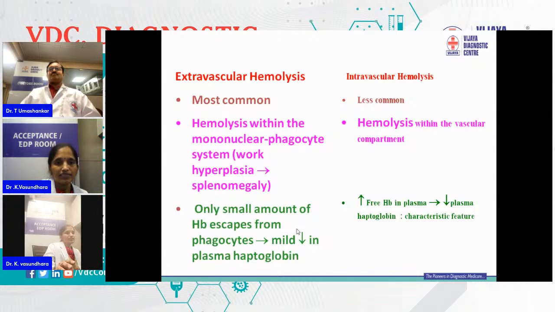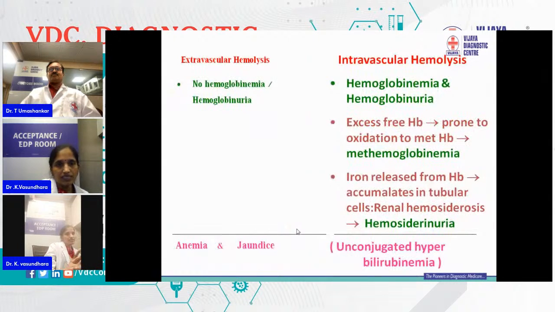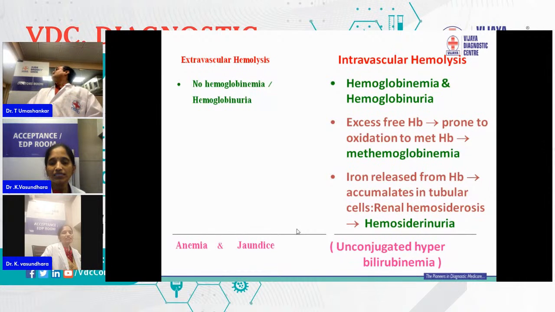The most common is extravascular hemolysis and the least common is intravascular hemolysis. As said previously, there won't be any hemoglobinemia or hemoglobinuria in extravascular hemolysis. Whereas in intravascular hemolysis, you will see a hemoglobinemia and hemosiderinuria, and a small fraction of methemoglobinemia is also seen in intravascular hemolysis.